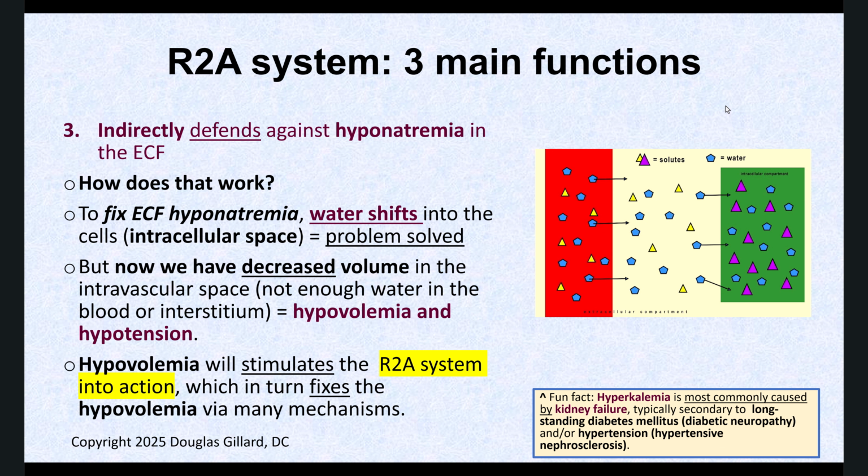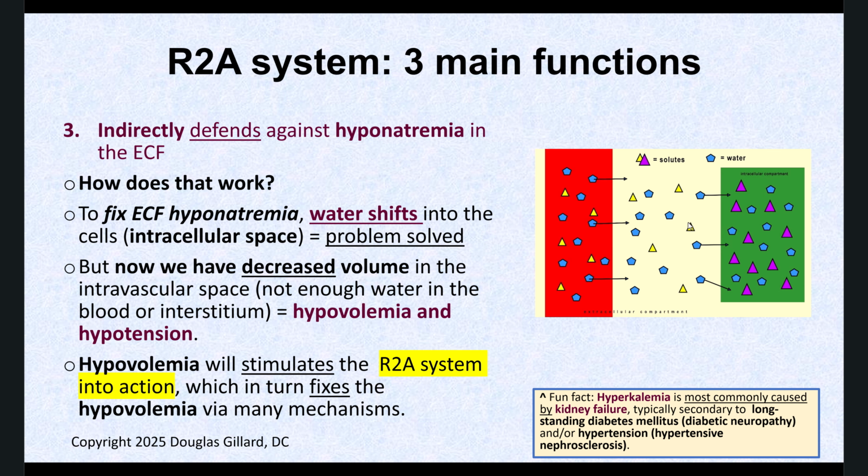Number 3, so this one is indirect, but it indirectly defends against hyponatremia. So that's low salt in the ECF. So how does that work? Well, we kind of talked about it already. So if you have not enough salt compared to water, we need to rectify that situation. So to fix the extracellular hyponatremia, how do you do that? Well, the cells are the ones that do this.